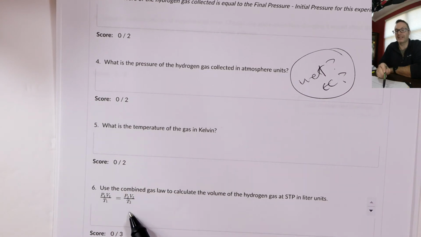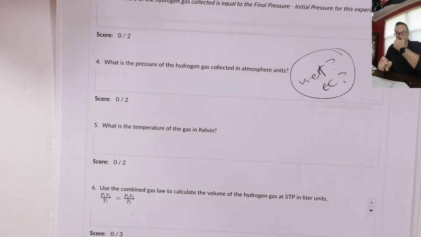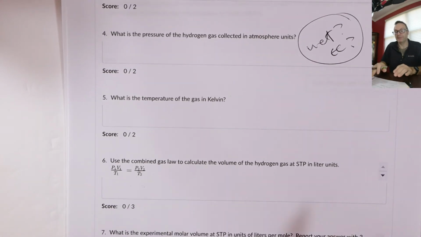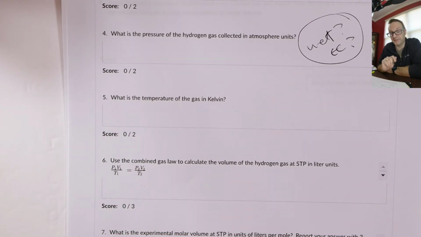And this is going to come into play, as we see in a minute when we do the dynamic version of the ideal gas law. We can change to what it would be under standard conditions. All right, so what's the temperature of the gas? That's the same as the room temperature. Make sure it's in Kelvin. Make sure it's in Kelvin.